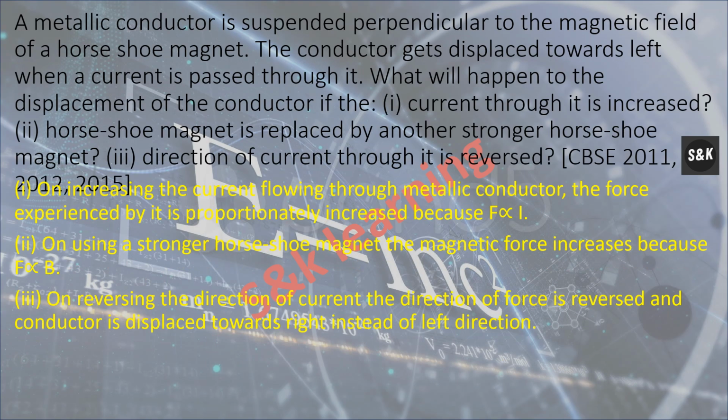A metallic conductor is suspended perpendicular to the magnetic field of a horseshoe magnet. The conductor gets displaced toward the left when a current is passed through it. What will happen to the displacement of the conductor if the current through it is increased? Or if the horseshoe magnet is replaced by another, stronger horseshoe magnet? On increasing the current flowing through the conductor, the force experienced by it proportionally increases because F is directly proportional to I.